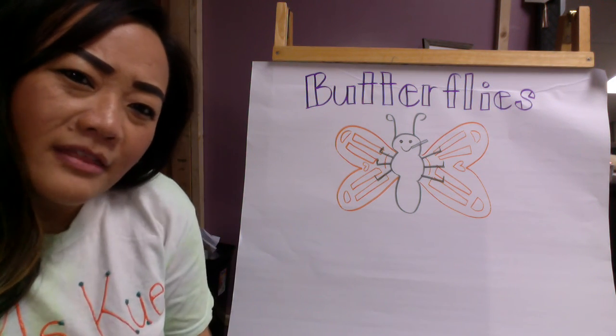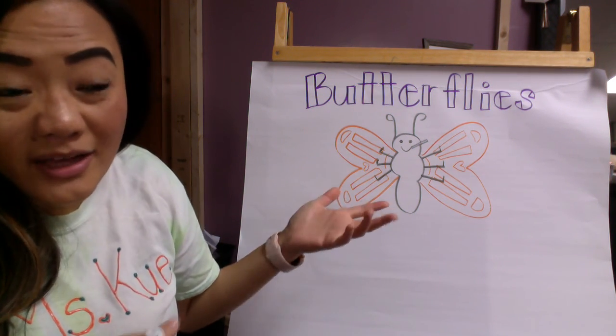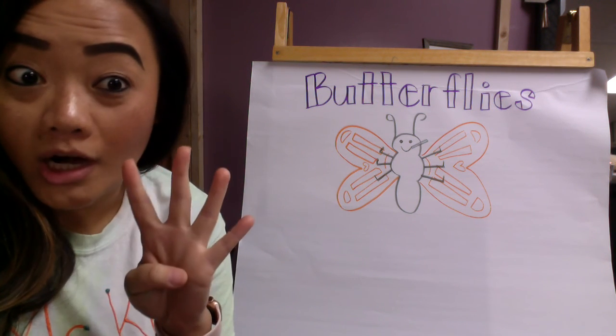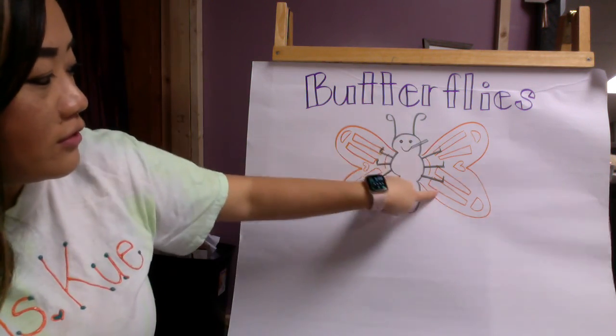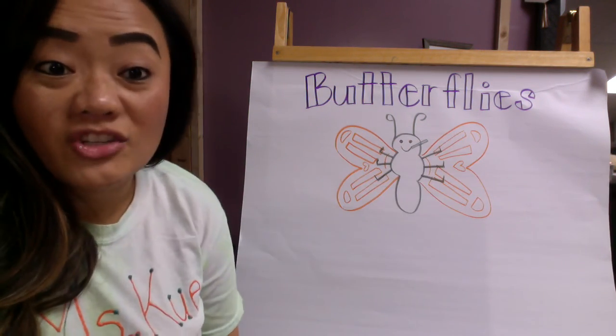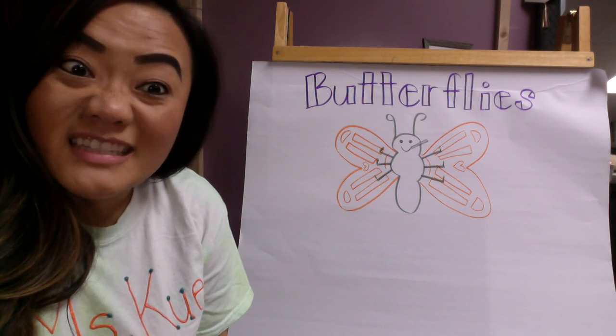When I look at my butterfly, the first thing that I notice are the wings, right? They have wings. Do you know how many wings they have? Four. It's not two, it's four. Okay, so they have two on each side. It kind of looks like this is one wing and this is one wing, but they're actually separate. There's four wings, okay?